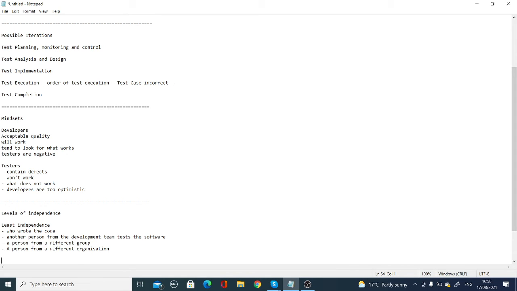Yes. So if a person from outside your organization tests the software, then it has the most independence, because the person does not know the developers, the person does not know anyone in organization A. So that person will only concentrate on the requirements, what the software should do.